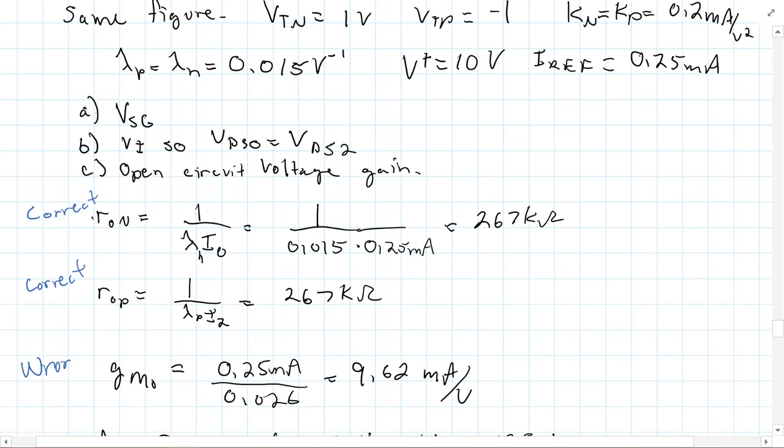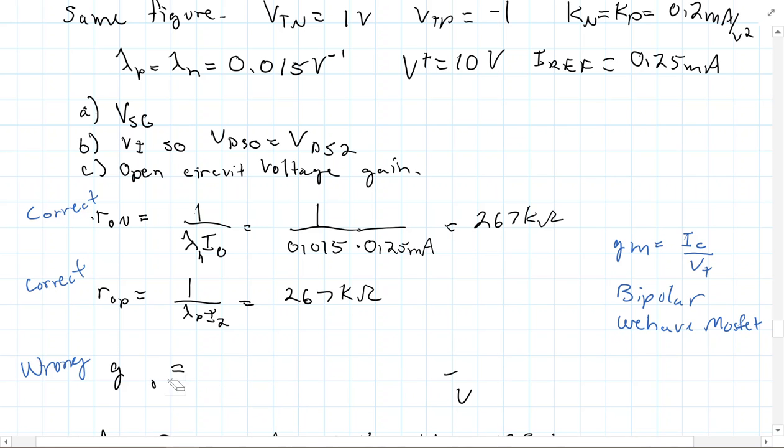This is wrong. Why is this wrong? Well, what I was saying is that gm is equal to IC over VT. Except, of course, this is for a bipolar device. And what do we have here? We have a MOSFET. We have a MOSFET device. And so this is wrong here, so I'm going to just erase this here. And we're going to put in the correct thing here in green.